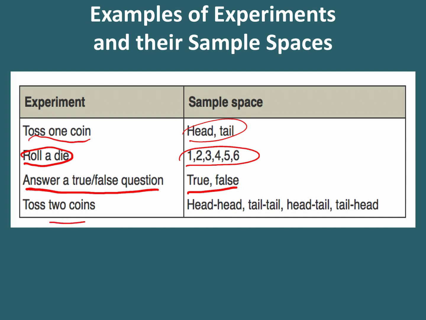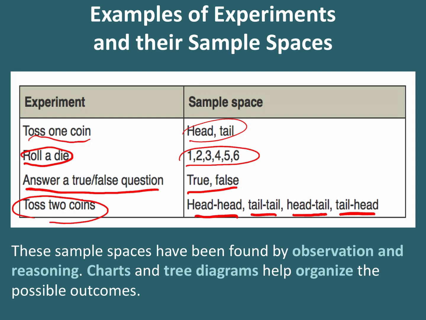But you also have other types of experiments, including tossing 2 coins. When you toss 2 coins, you can get both heads, you can get both tails, you can get the first coin head and the second coin tail, and you also can get the first coin tail and the second coin head. These sample spaces have been found by observation and reasoning. Charts and tree diagrams help organize the possible outcomes.